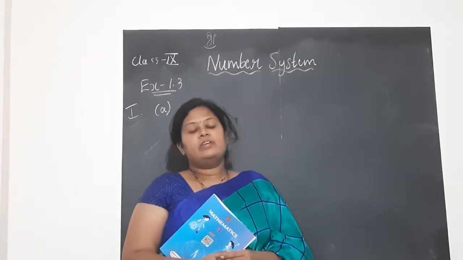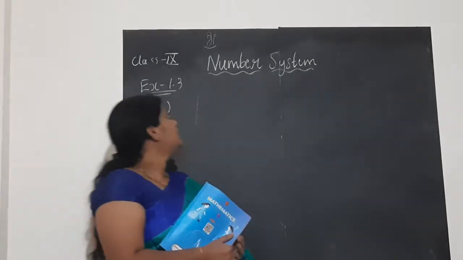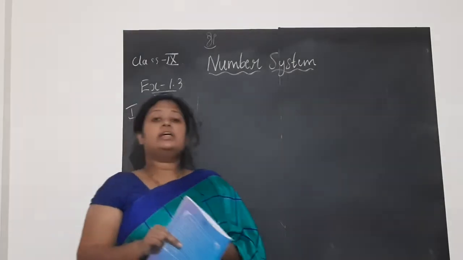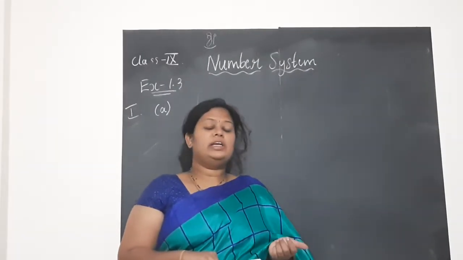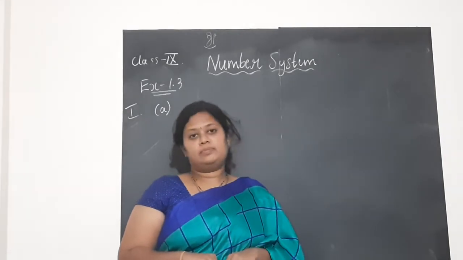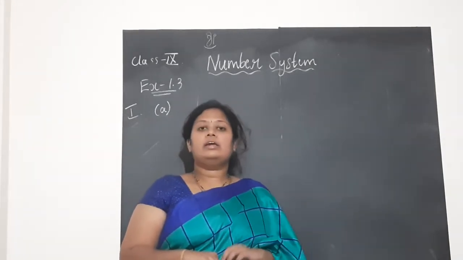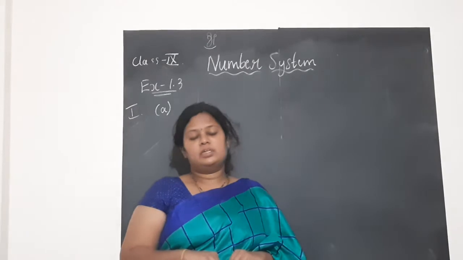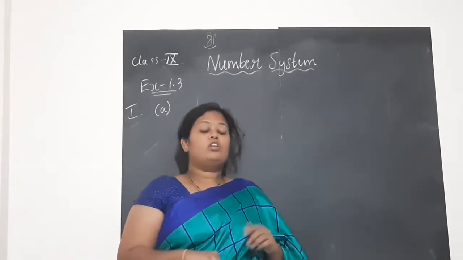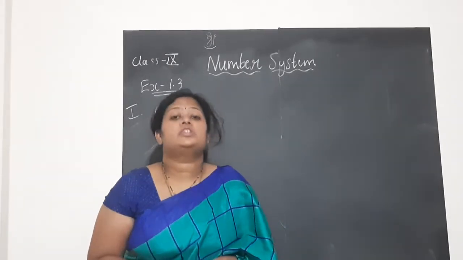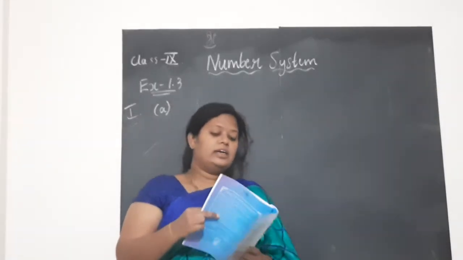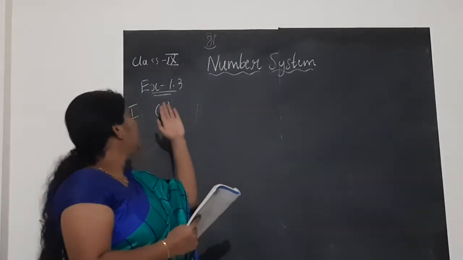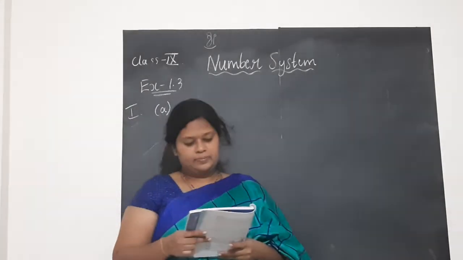In the previous session, we studied the decimal expansion of real numbers, where we learned what terminating and non-terminating decimal expansions are, or recurring and non-recurring decimal expansions, with respect to rational and irrational numbers. Based on that, today we shall solve exercise 1.3.